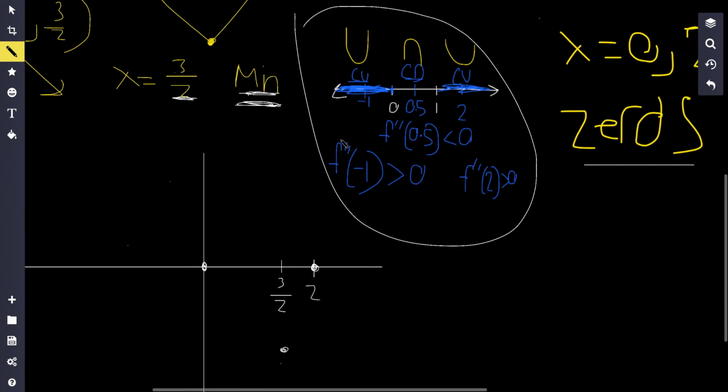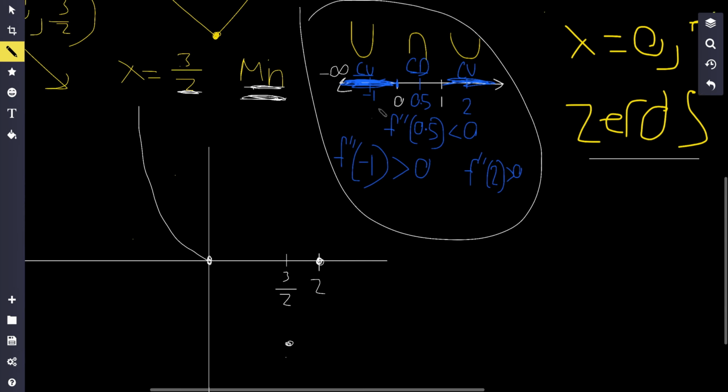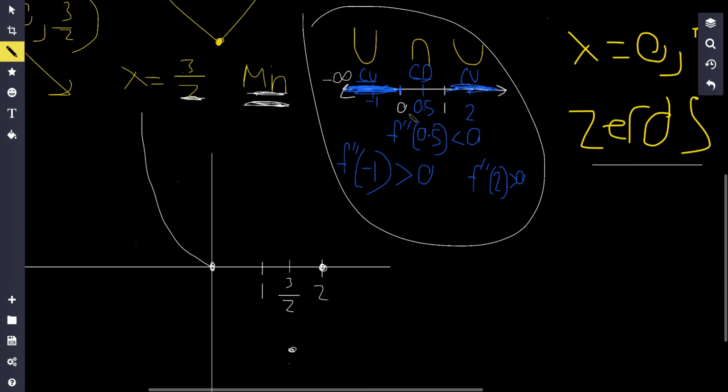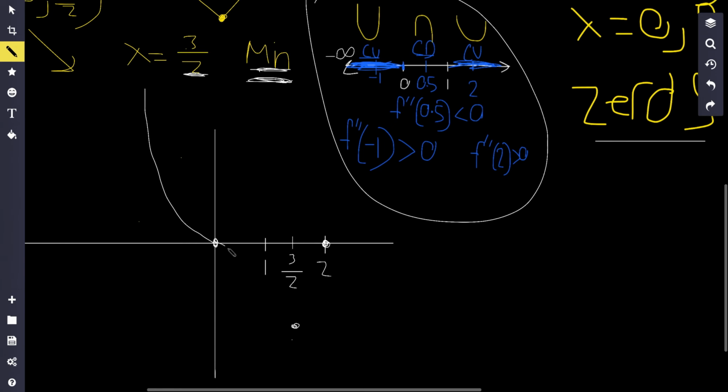The second derivative tells me that from negative infinity to 0, my function is going to be concave up. Notice how my slope is constantly increasing. It's going to be like a U shape. Now from 0 to 1, my function is going to be concave down.